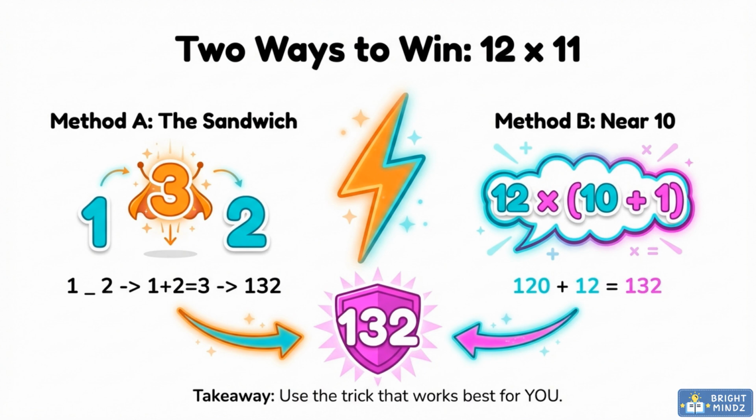Now see how two different mental paths still land on the same answer, 132. First, the sandwich method for 11. Take the outside digits, 1 and 2, add them to get 3, and sandwich that in the middle: 1, 3, 2, so 132. Second, the near 10 method. Think of 11 as 10 plus 1. So 12 times 11 is 12 times 10, plus 12 times 1. 120 plus 12 equals 132. Use whichever method feels faster and clearer for you.